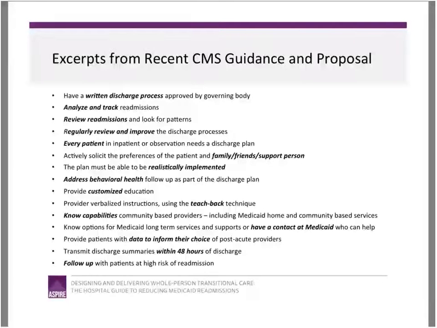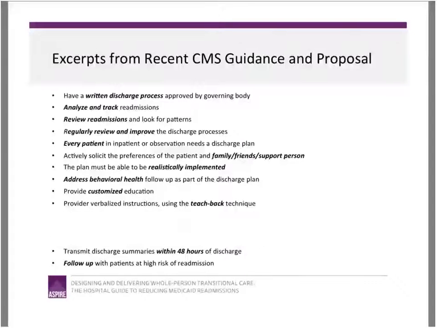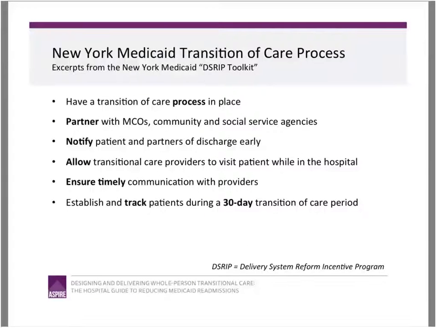A proposed change is to provide patients with data to inform their choice of who delivers post-acute care to them. And we must transmit discharge summaries within 48 hours of discharge, which might be a significant workflow change for some hospital providers. And there's a proposal that hospitals follow up in one way, shape, or form with patients at high risk of readmission after they leave the hospital. So again, this is just an excerpt from these two primary documents that we're referencing, but it, to me, paints a picture of what improved standard care for all patients looks like and is a fairly robust blueprint for moving forward.